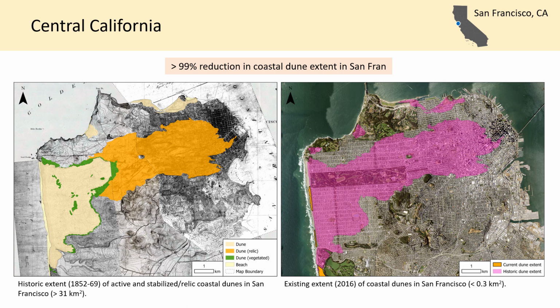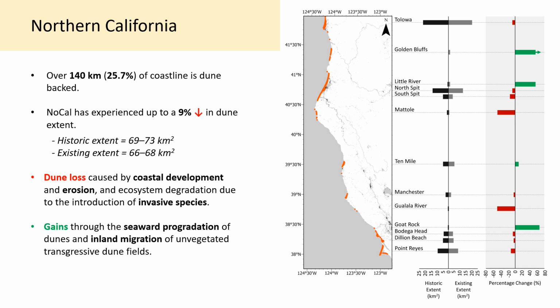In Northern California, there has been less extreme loss in dunes over the last 150 years. So in this region, there's over 140 kilometers, or around a quarter of the coastline is dune backed. And there's only been roughly 9% loss in dune extent in Northern California.